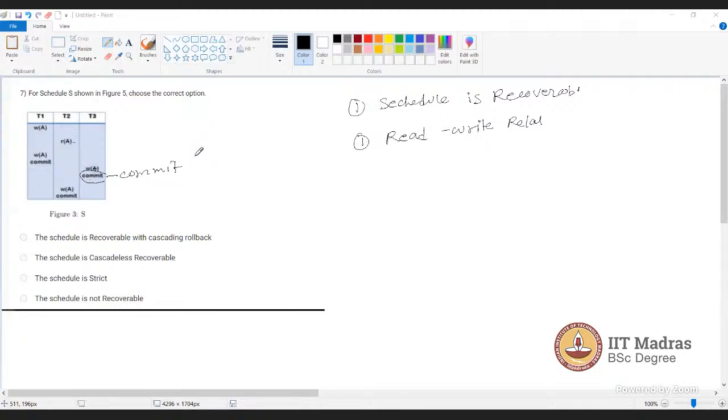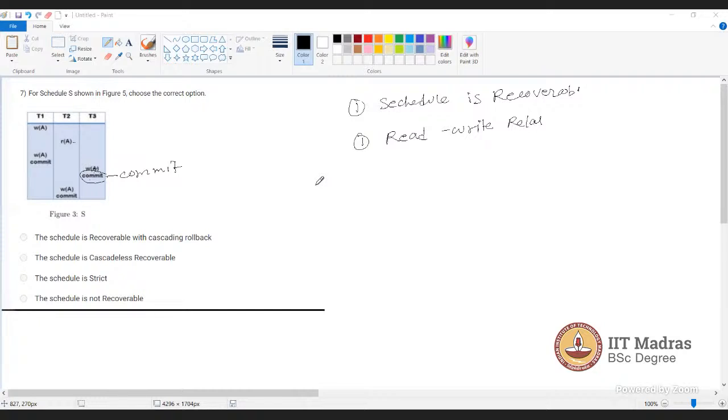Yes. So I thought we are writing commit in all three transactions. First transaction T1 commits. So if the failure occurs in the T3 transaction before the commit of T3, then T1 will not roll back, but T2 will roll back. But I thought all three transactions should roll back.